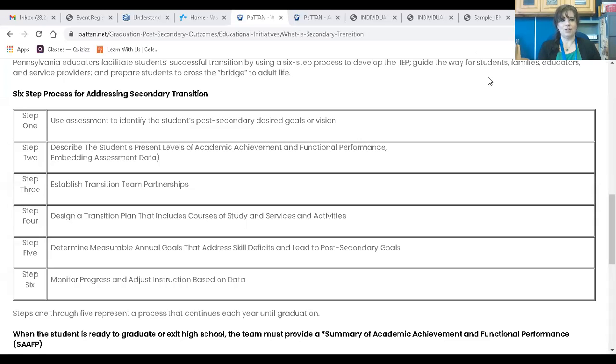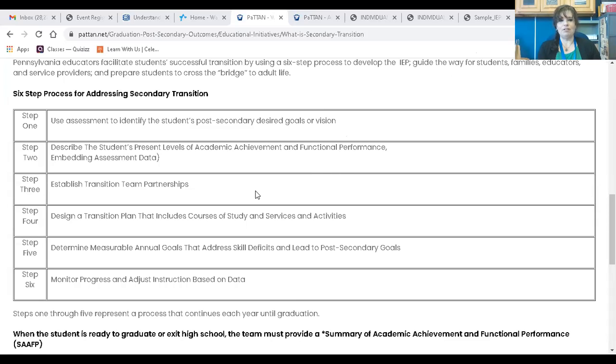So first, we're going to talk about the 6-step process for addressing secondary transition. If you look here, step 1 says use assessments to identify the student's post-secondary desired goals or vision. Post-secondary means after the student graduates from high school. Step 2, describe the student's present levels of academic achievement and functional performance, embedding assessment data.